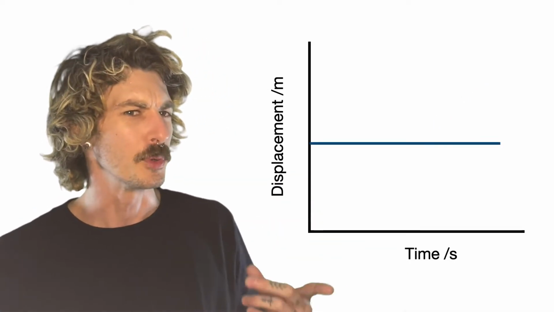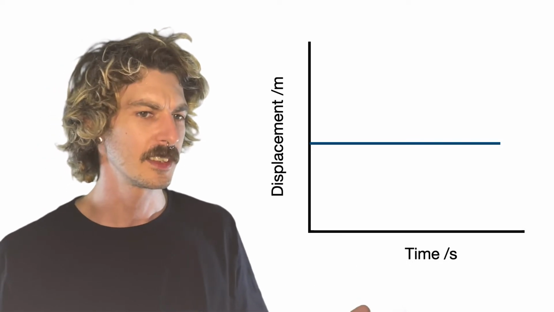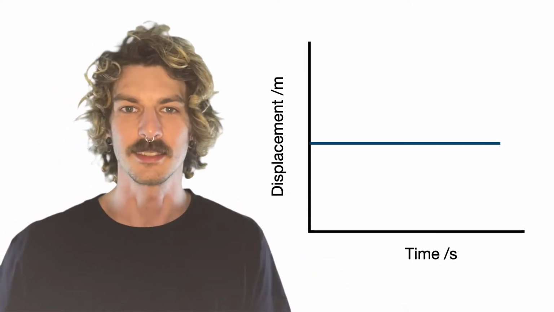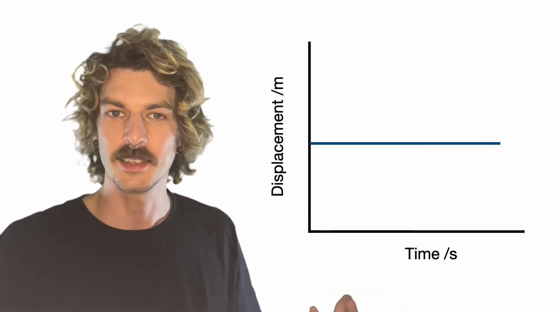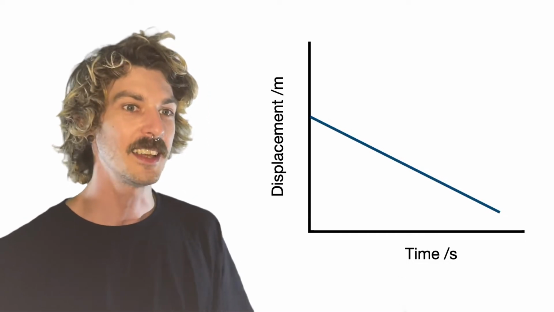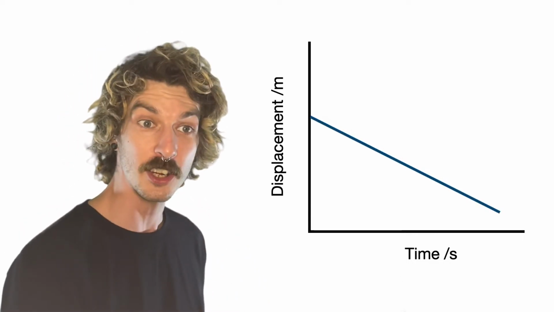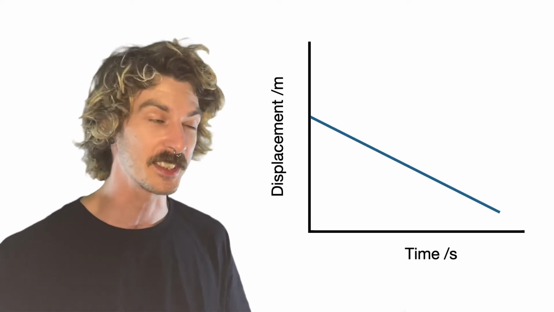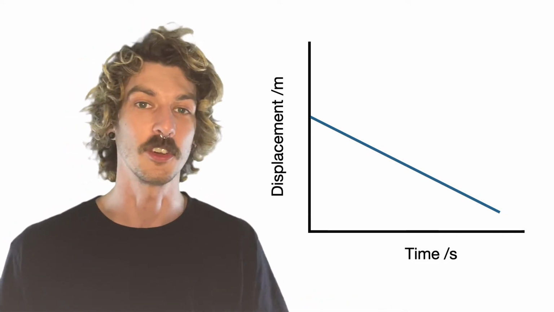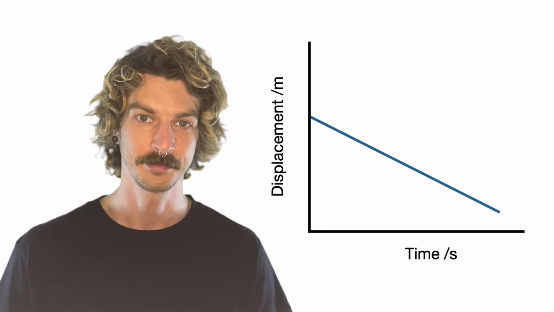Now in this example, as the time increases, the distance is staying the same. So if the distance of something isn't changing, then obviously it must be standing still. And now finally in this example, as the time increases, the distance is decreasing. So the object must be moving back towards the observer or the origin or wherever. Nice and simple.